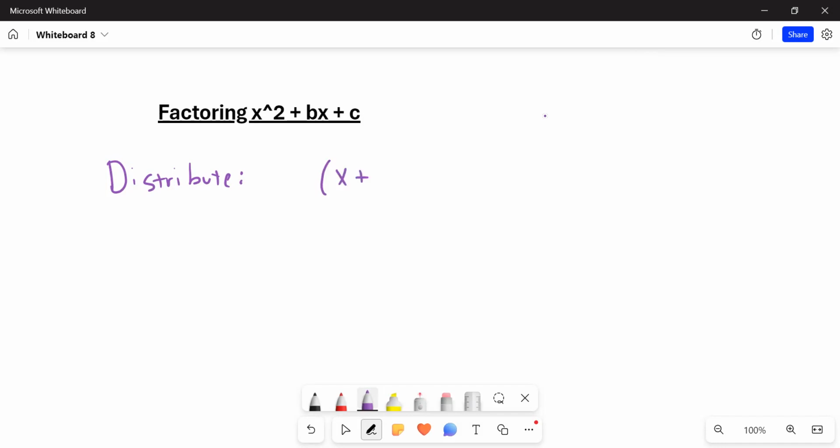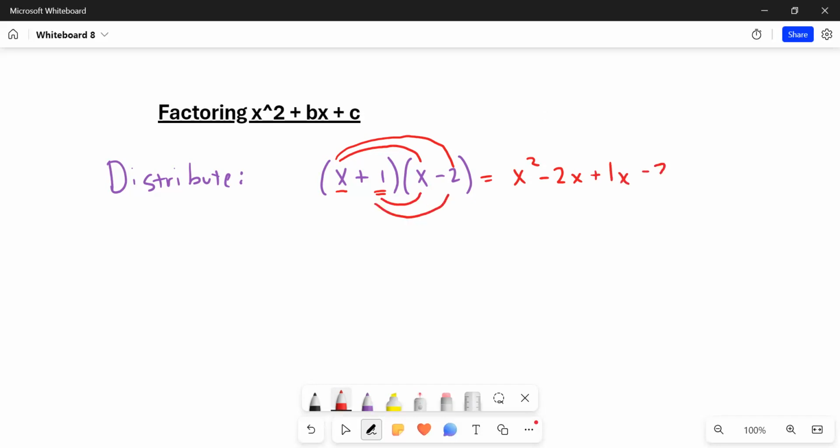If I was to take the polynomial x plus 1 and multiply it by the polynomial x minus 2, I need to distribute both terms to all of the other terms. So I would start with x. I would multiply x times x, and I would get x squared. Then I would also multiply x by -2. I'd get -2x. Then I would take the second term, 1, and I would also distribute to both. 1 times x would be 1x, and then lastly, 1 times -2 would be -2.